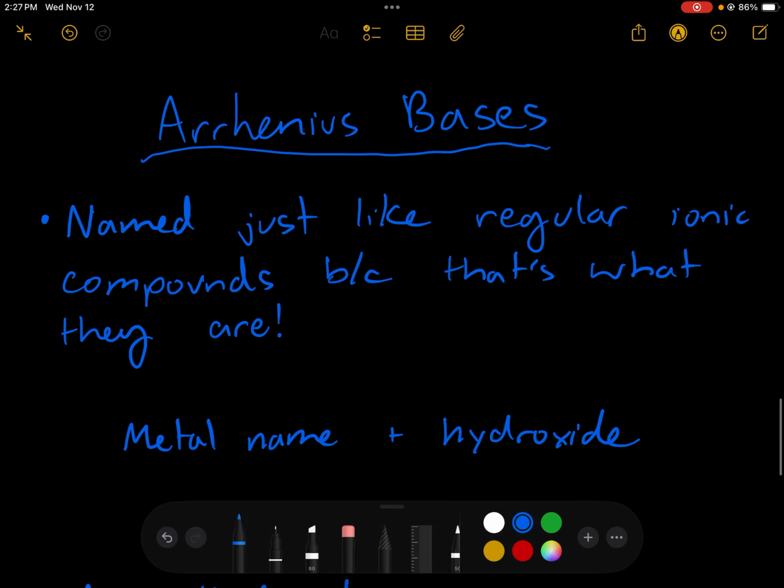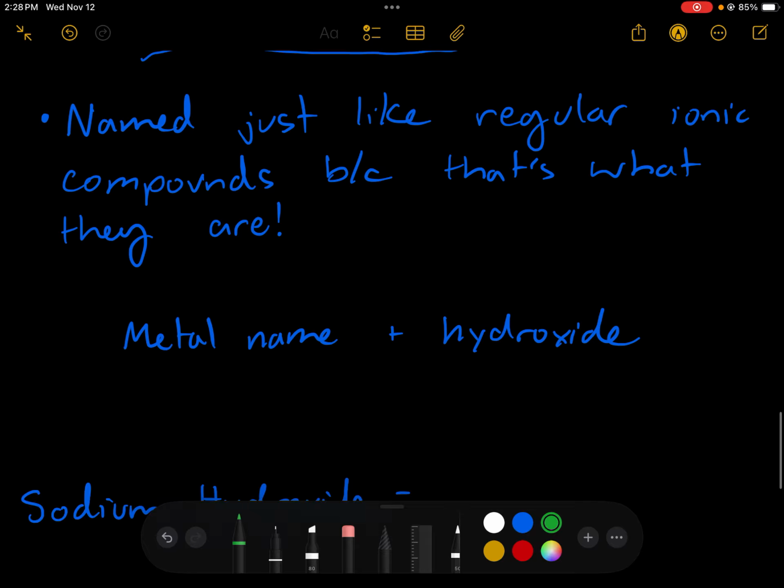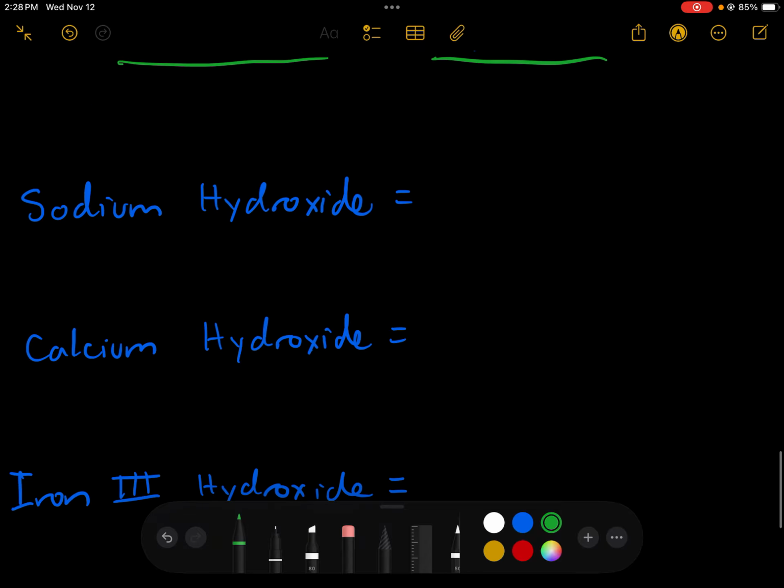All right. Bases, thankfully, are much easier than acids to differentiate and write a formula for, because they are named just like regular ionic compounds are named, because that's what a base is. It's an ionic compound with hydroxide in it. So you're always going to see the name of the metal and hydroxide at the end, and you just have to swap and drop. So we have sodium hydroxide. The name of my metal is sodium, Na+1, and hydroxide is a -1. We swap and drop and we get NaOH.